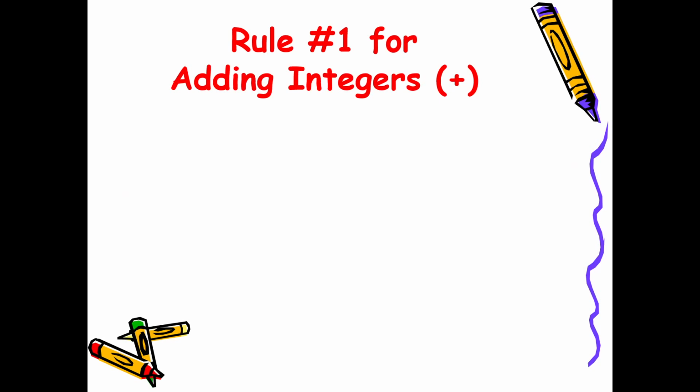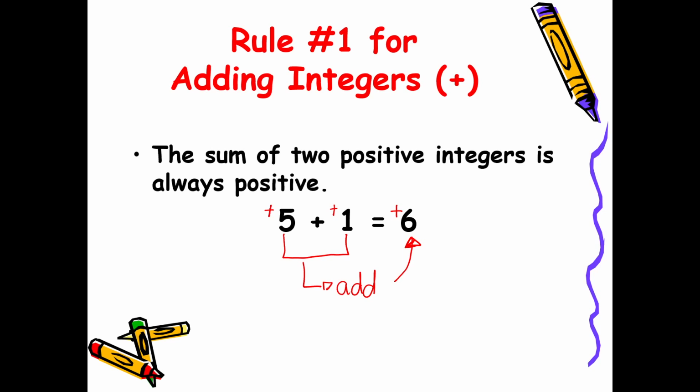Rule number one, adding integers that are all positive, like positive 5 plus positive 1. What did I do with 5 and 1? Added, sir. Since both are positive, we add. What is my result here, positive or negative? Positive. Okay, correct. Rule number 1: the sum of two positive integers is always positive. Then you add those integers. It's a simple rule.